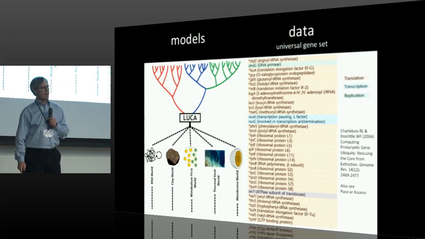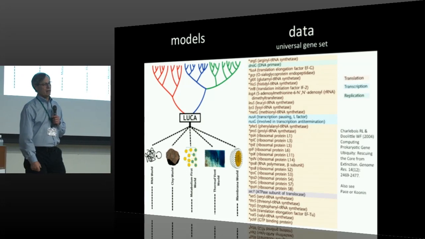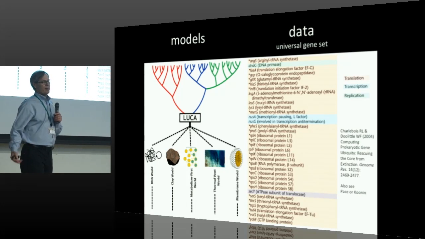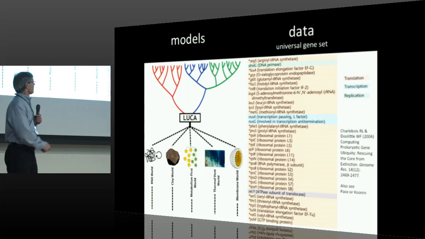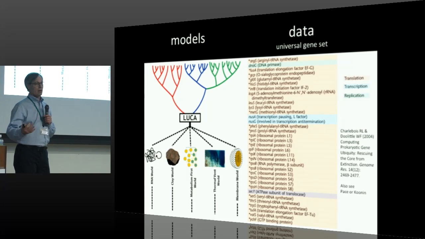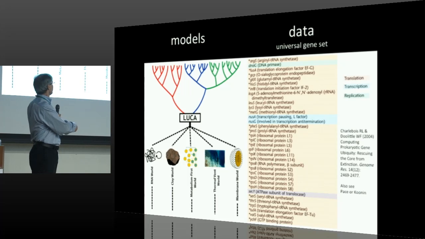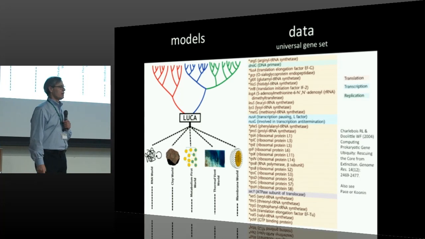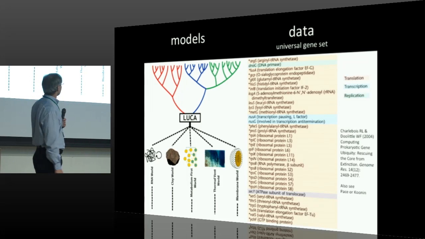It's a small list, and I've color-coded them here by what they're involved in. The pink is translation, and then we have transcription and replication. The point of this is that it is dominated by translation. The universal gene set of biology is dominated by translation. This list actually does not have genes that encode RNAs, so there are no genes for tRNAs and ribosomal RNAs on here. If you included those on this list, it would be a longer list, and there would be more pink. So the universal gene set of life is dominated by translation. That's the point of this.